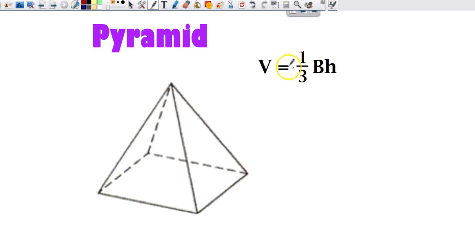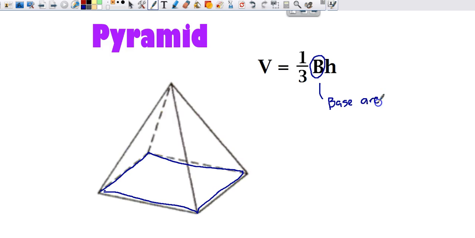A pyramid also has that 1/3 because it comes to the point. This just stands for the base area again. So whatever the shape, if it's a square like this picture here, it's just length times width, but it might not be a square. It could be a triangle. So that's the base area. And the height usually goes right to the center, unless it's drawn a little bit off, but usually it goes right to the center there.